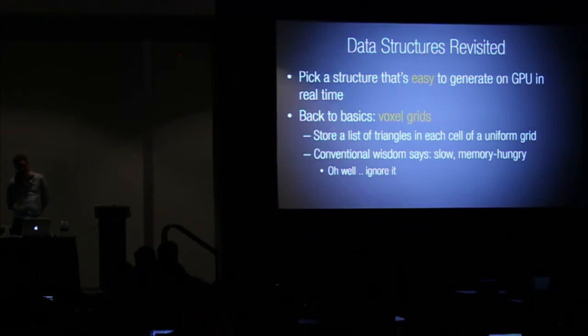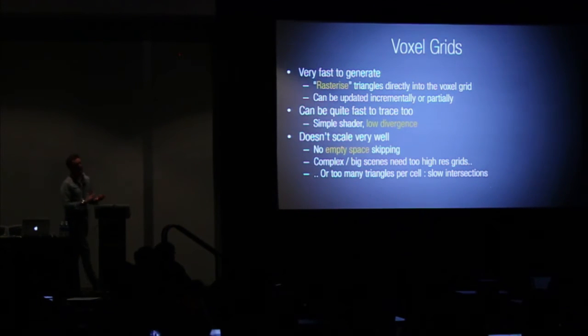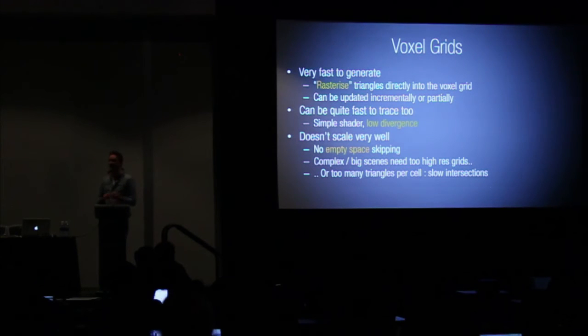Obviously, this is sort of 1960s wisdom here. And conventional wisdom says voxel grids are slow, memory hungry, inefficient, wasteful. But let's just ignore that anyway, because they're very, very fast to generate. We can effectively rasterize our scene into the grid and instantly have a data structure that we can use for ray tracing. The other thing about BVHs is that actually they're very efficient, but they're not particularly well mapped to the GPU.